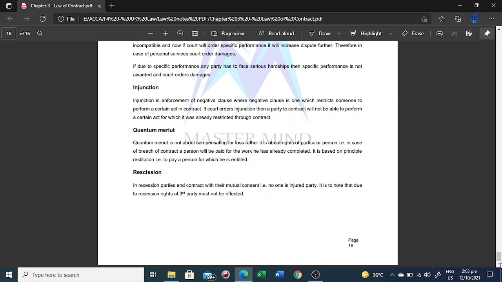Rescission. In this case, parties end their contract with mutual consent. That is, no one is considered to be an injured party. But you need to make sure that when you are ending the contract, a third party should not be affected by it.